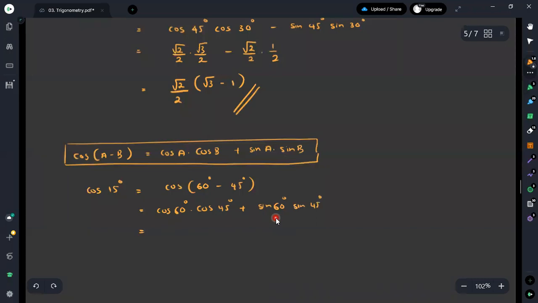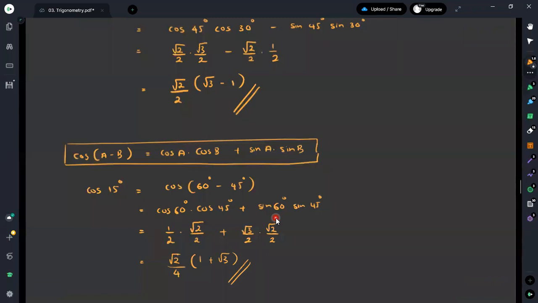Using the substitution for these known angle values, cosine 60 equals half. Then cosine 45 is root 2 over 2, plus sine 60 is root 3 over 2 into sine 45, which is again root 2 over 2. Then we can take the common terms out, then it will be equal to root 2 over 4 into 1 plus root 3. Therefore this will be cosine A minus B.